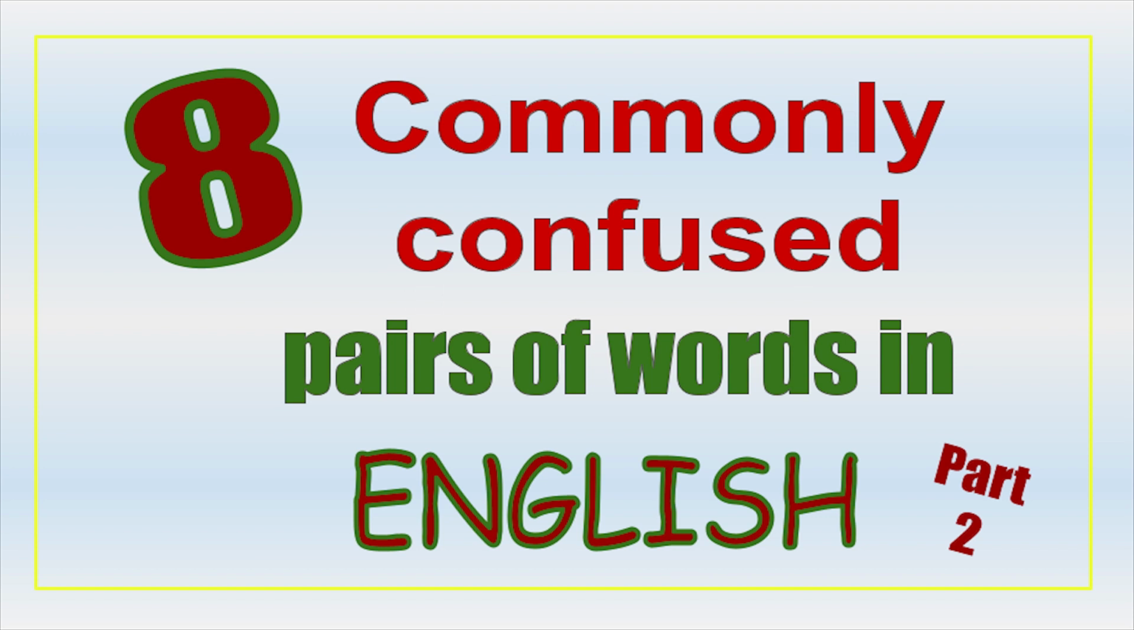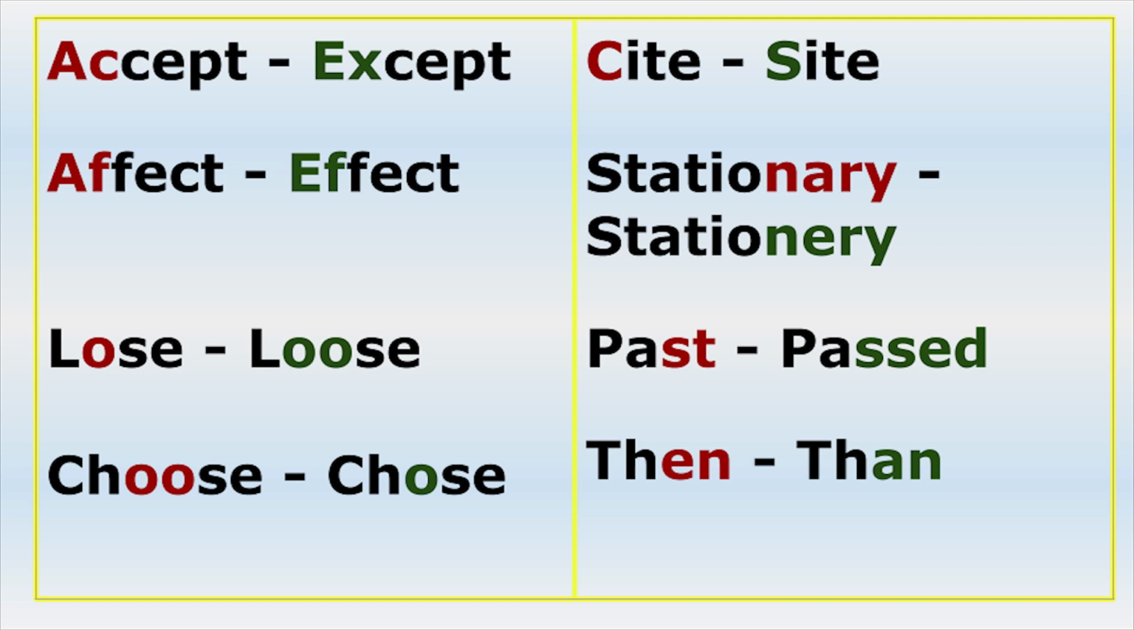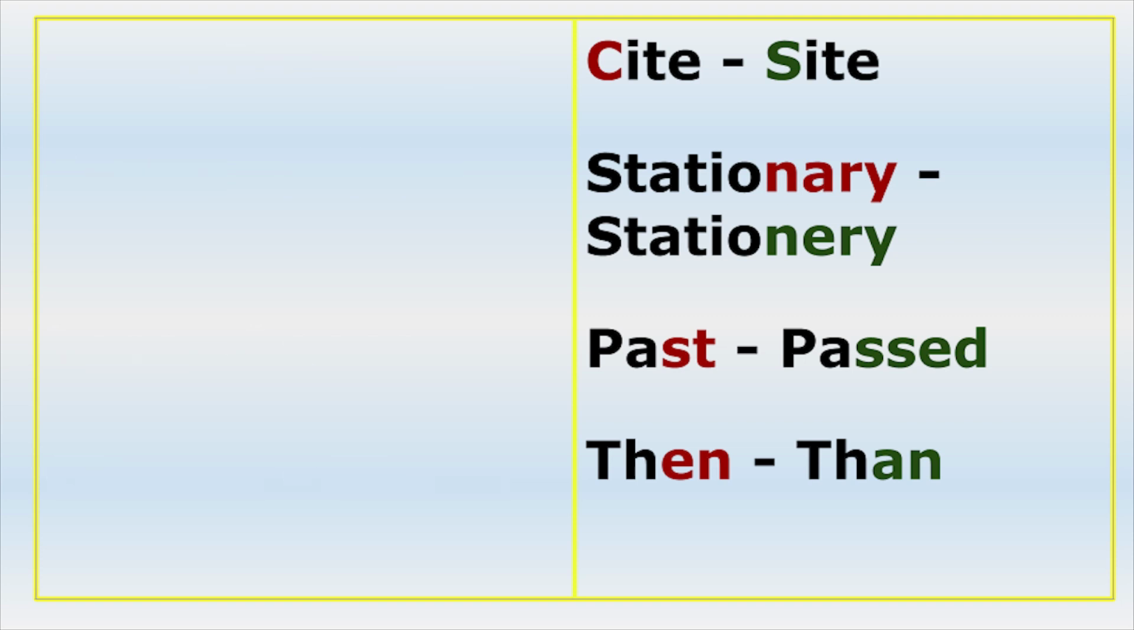This is part 2 of the 8 commonly used, confused pairs of words in English. I will give you their meanings and show you with examples how to use these words correctly. At the end, I will test your knowledge with a short quiz. The 4 pairs I will give you in this part are cite and site, stationery and stationary, past and passed, and then and than. Let's get right into it.